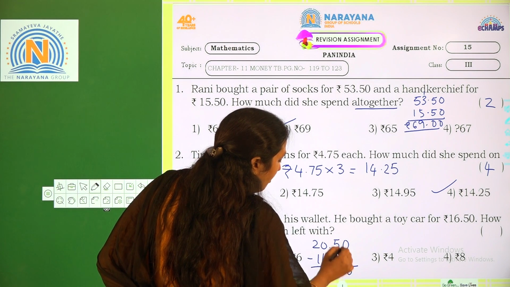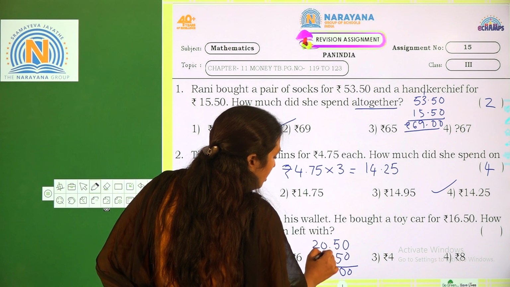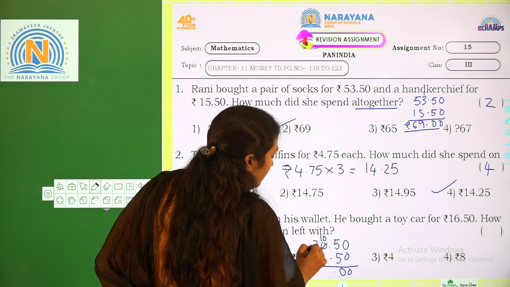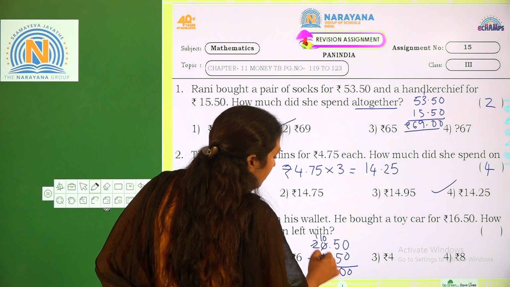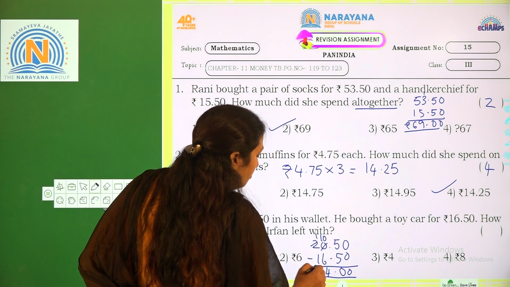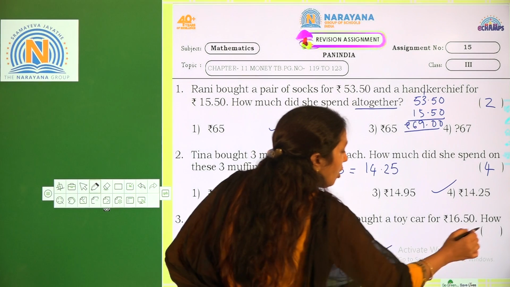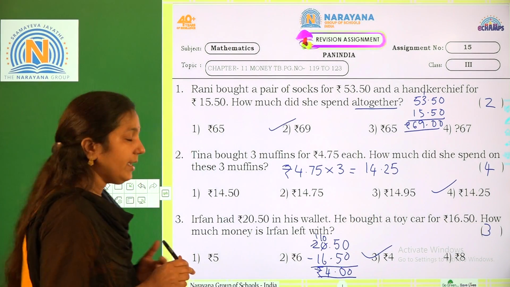0 minus 0 is 0, 5 minus 5 is 0. 0 minus 6 we cannot, so 0 will become 10. 10 minus 6 is 4. 1 minus 1 is 0. That is 4 rupees. Which is the correct option? Option 3. Okay. Next one.